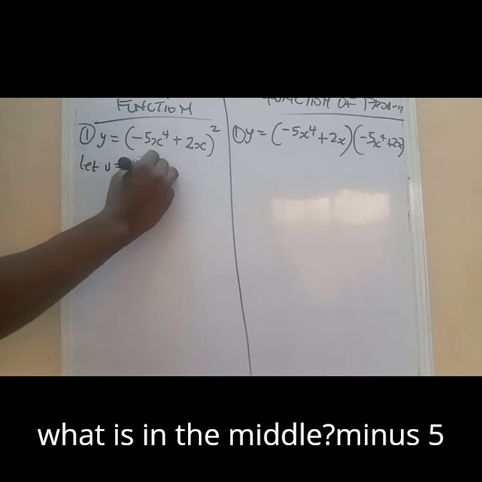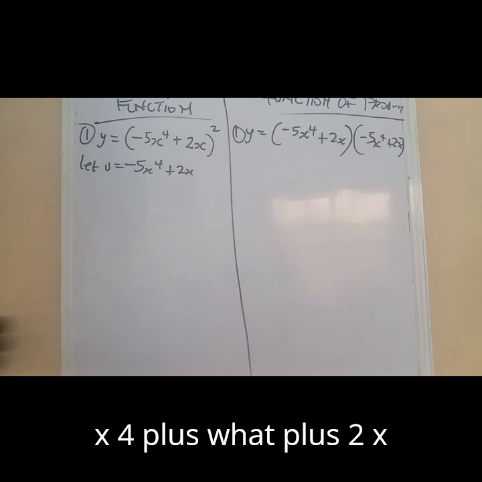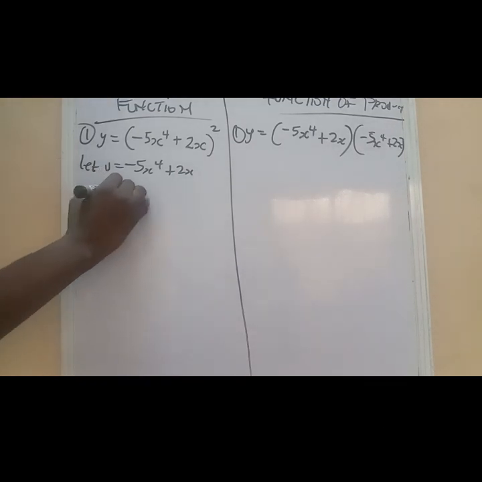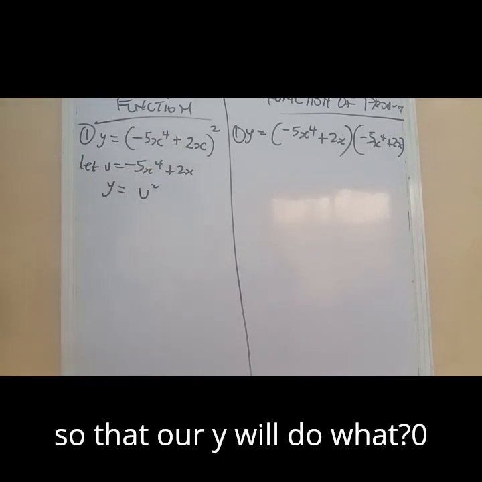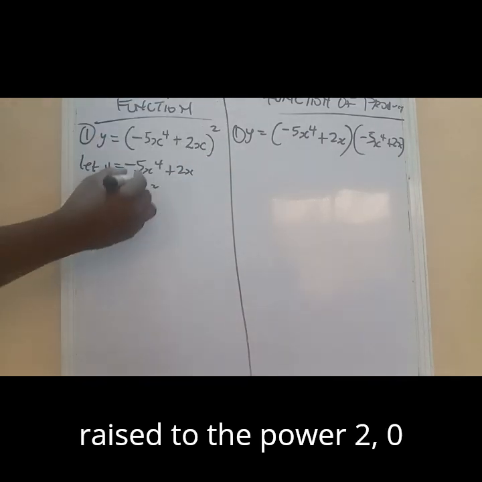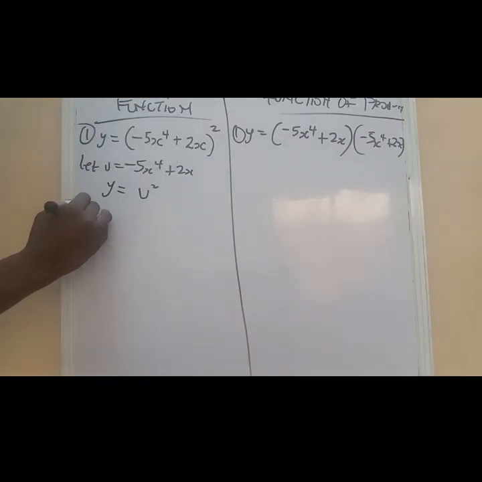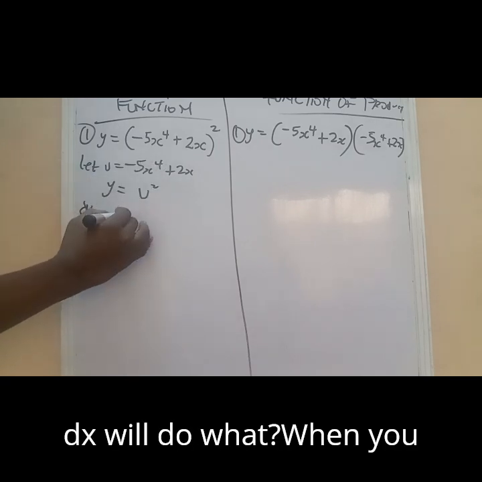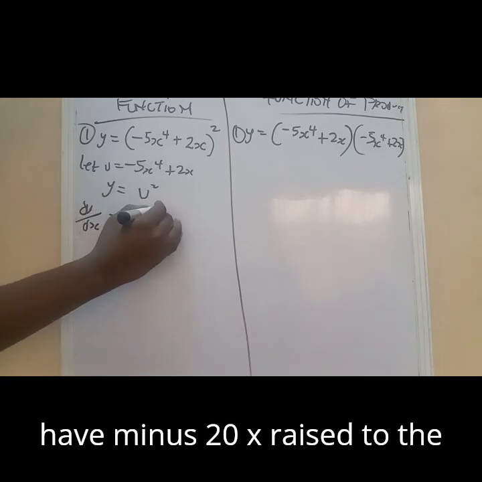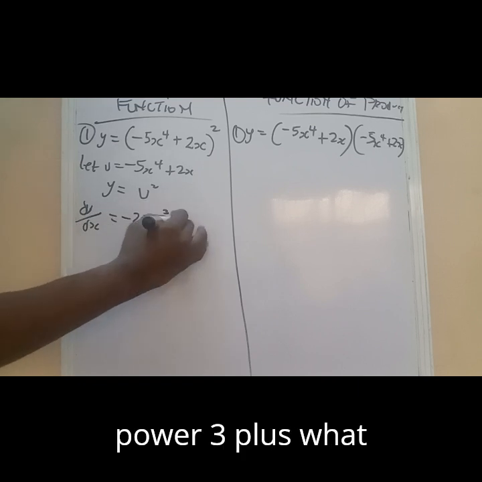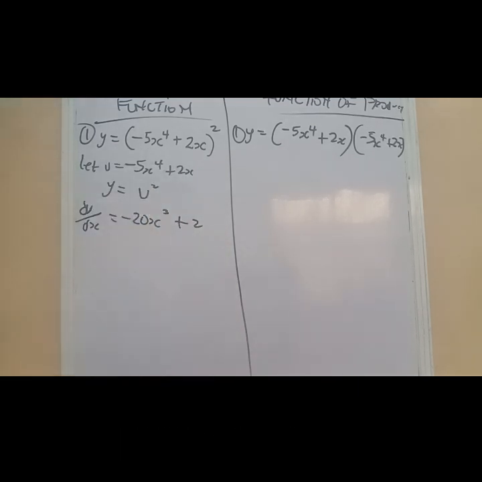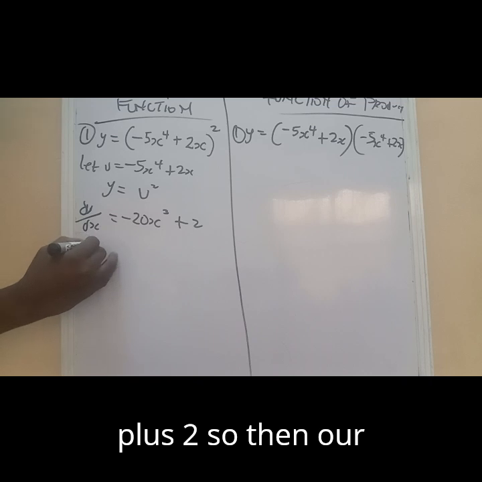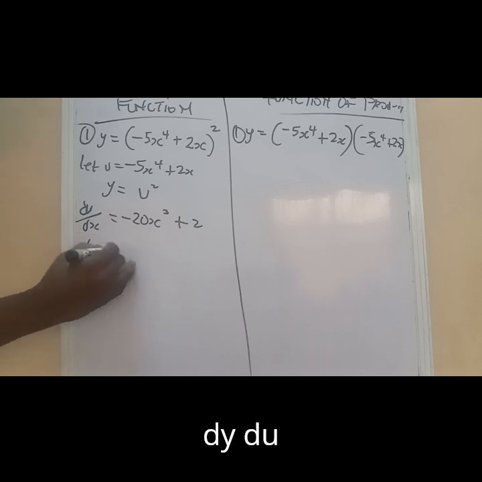Minus 5x^4 plus 2x. So that our y will be u raised to power 2. So our du/dx will be, when you differentiate this, minus 20x^3 plus 2. So then our dy/du will be 2u.